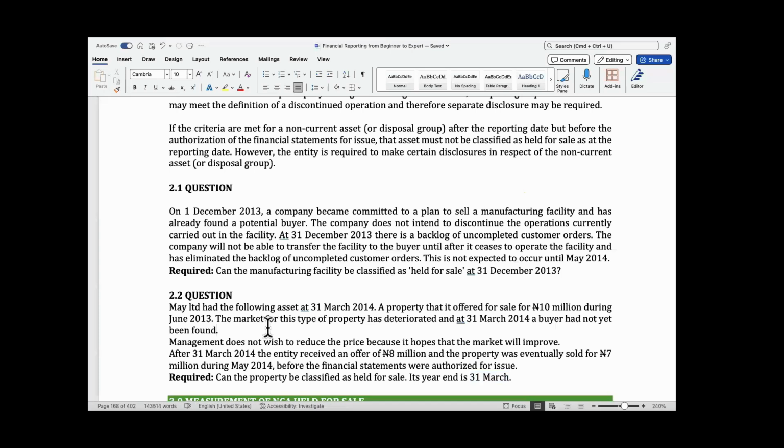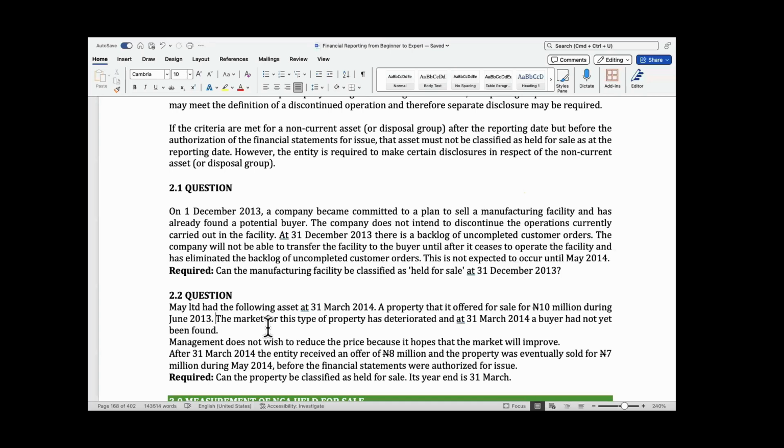The managers did not wish to reduce the price. If they were making all efforts to sell that asset, they would reduce the price to meet the market demand. But since they did not wish to reduce the price, hoping the price of that market will increase later, I don't think it should be classified. That's what I think, but I'm not sure. Okay, and that's the answer though.